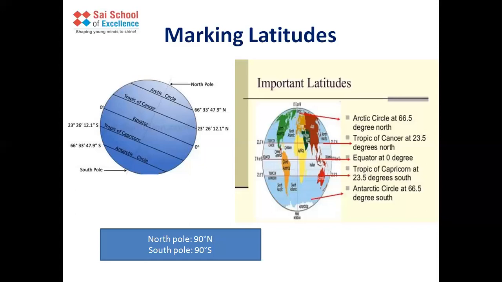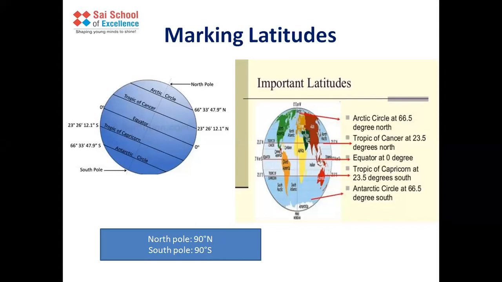There are 181 parallels or lines of latitude. The equator is at 0 degree. The North Pole is 90 degrees north and the South Pole is 90 degrees south. Thus, the latitude of a place tells you how far north or south a place is from the equator.